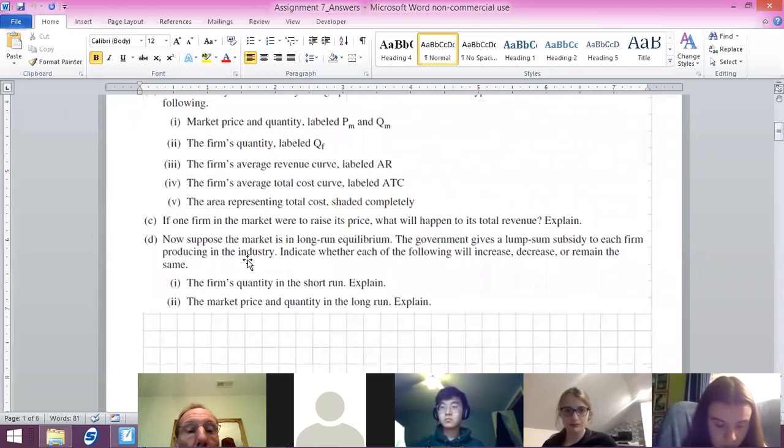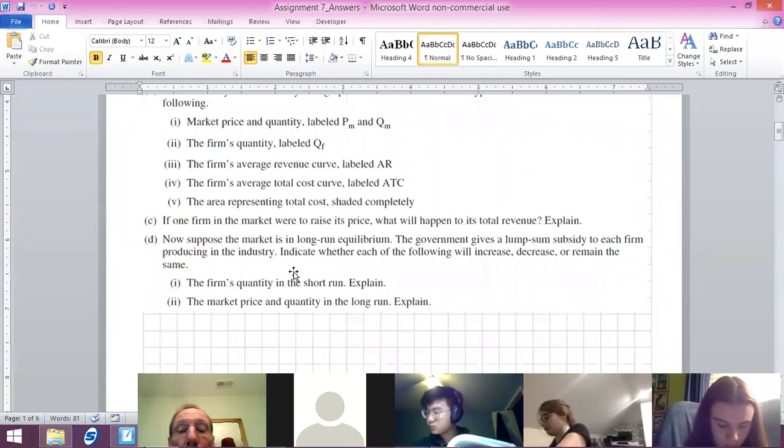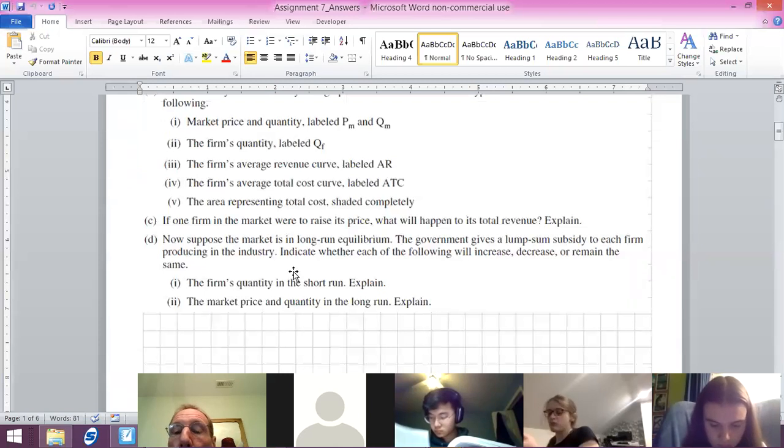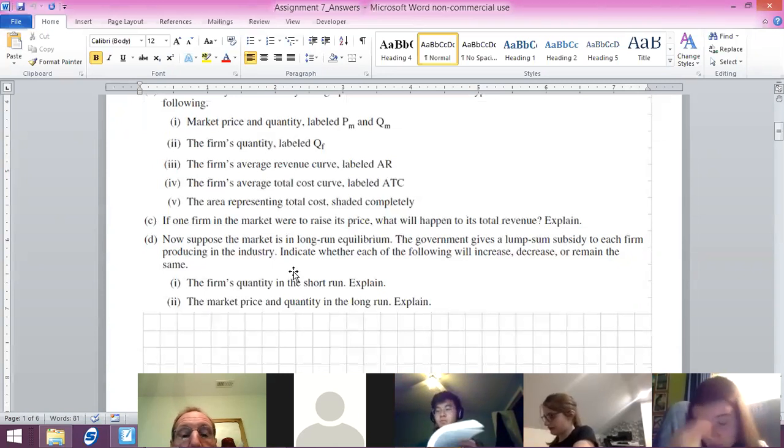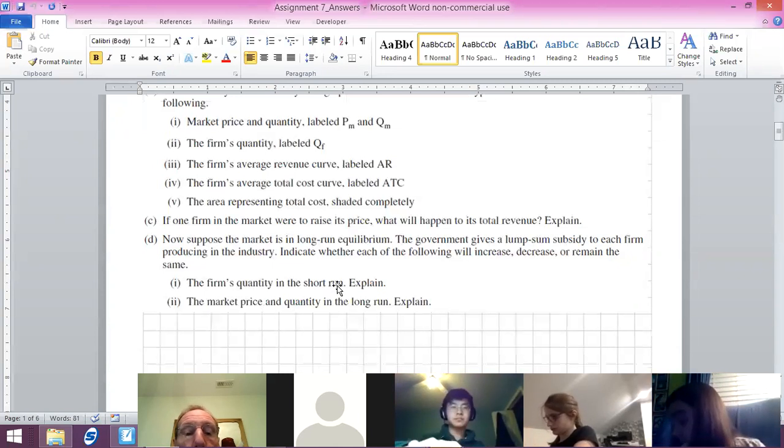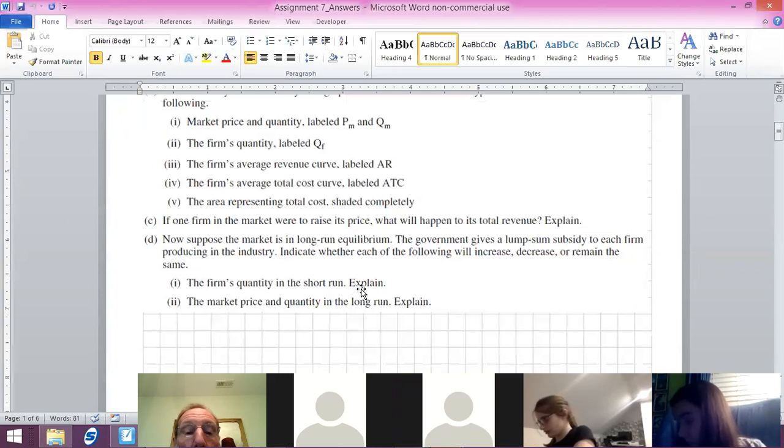Okay, part D. Now suppose the market is in long run equilibrium. The government gives a lump sum subsidy to each firm producing in the industry. Indicate whether each of the following will increase, decrease, or remain the same. Okay, so the firm's quantity in the short run is not going to change at all.